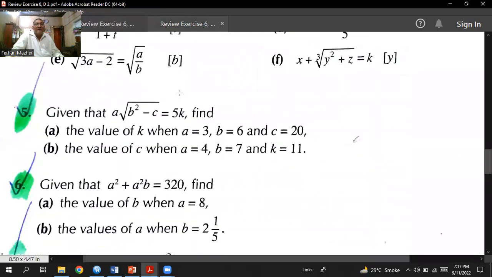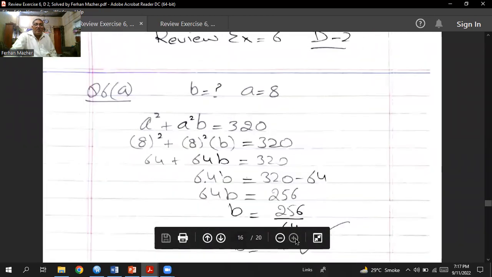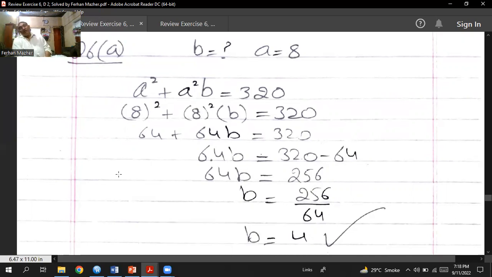The next question coming up on your screen is question number 6. It says, given that a square plus a square b equals 320, find the value of b when a is 8. So a square plus a square b equals 320. So 8 square plus 8 square into b equals 320. 64 plus 64b is equal to 320. So 64b will be equal to 320 minus 64. So 64b will be equal to 256.